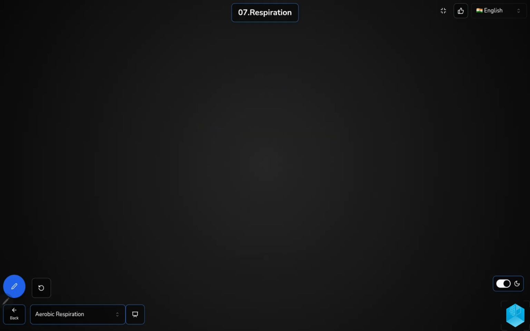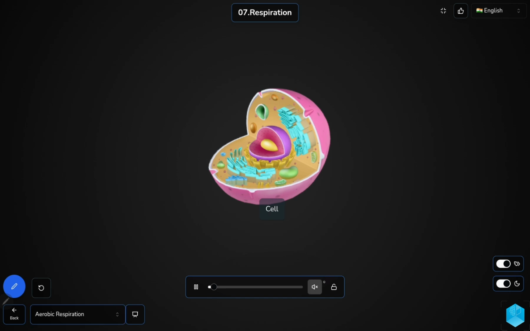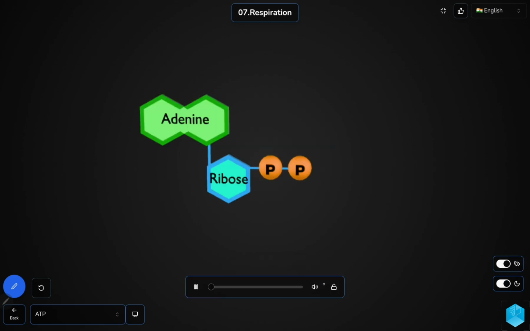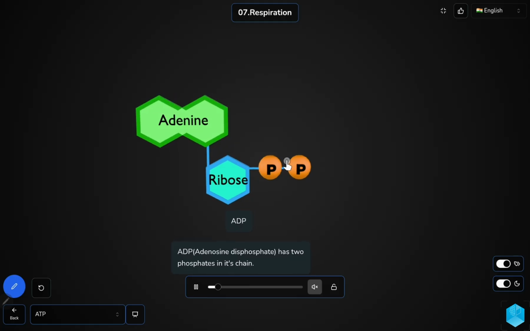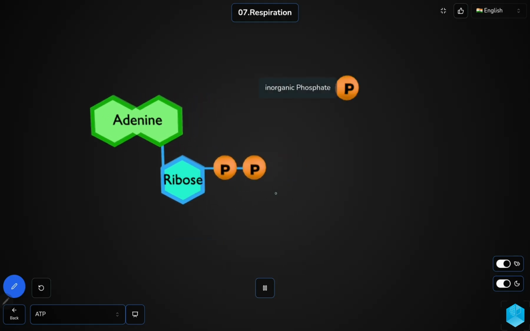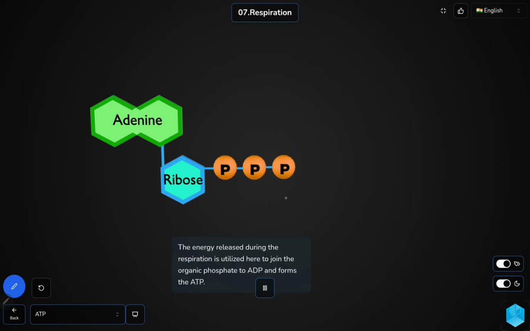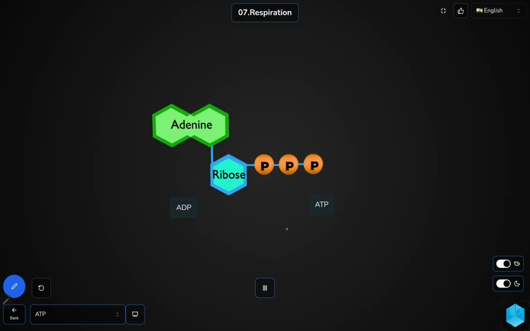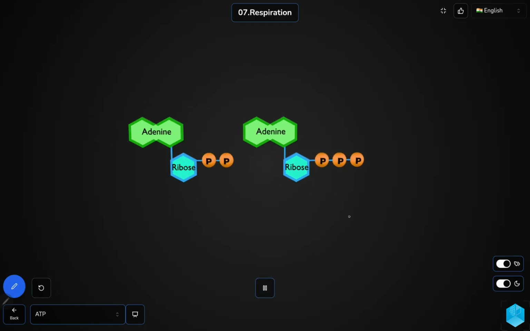Now let us study what this ATP is. The full form of ATP is adenosine ribose triphosphate. It has phosphate molecules in a chain. Now when energy is produced, one inorganic phosphate gets added to the adenine ribose molecule and it is termed ATP. So energy released during respiration is utilized to convert ADP to ATP.